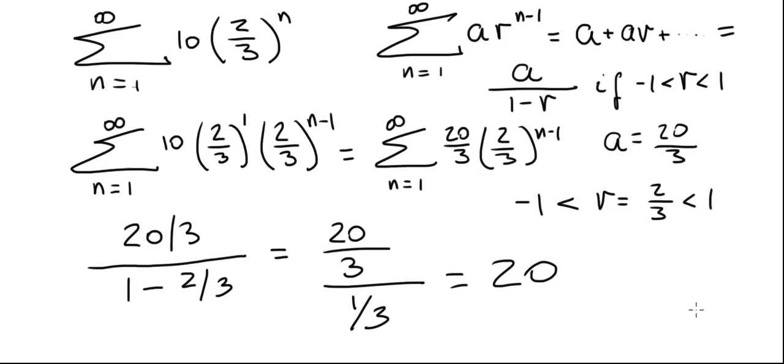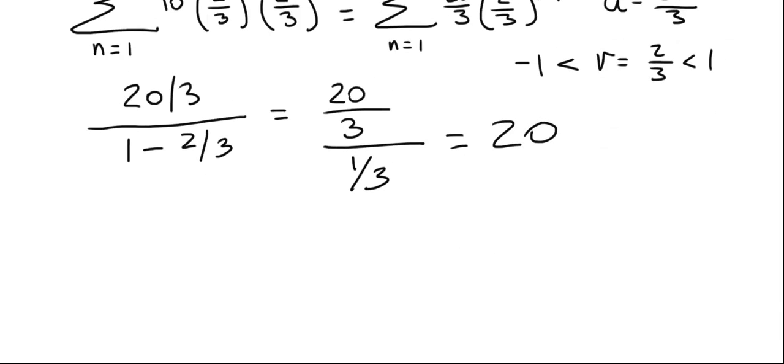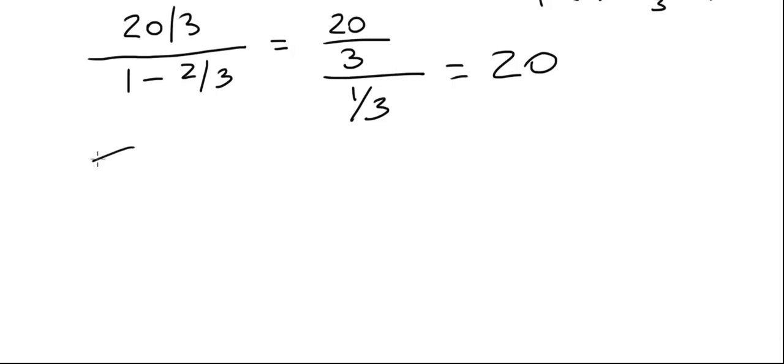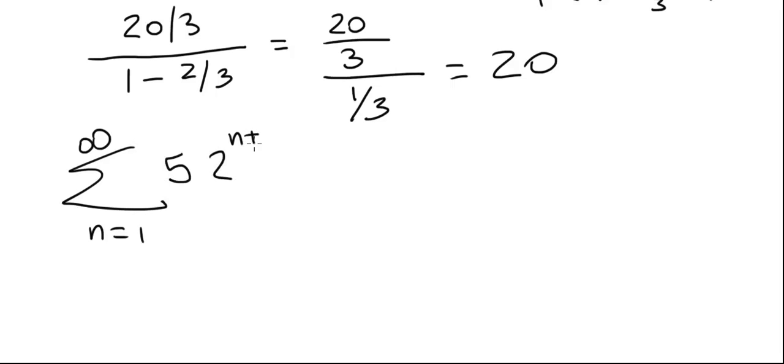So let's summarize: the series given by the summation from n equals 1 to infinity of 5 times 2 to the n plus 1 divided by 3 to the n is a geometric series that converges to 20.